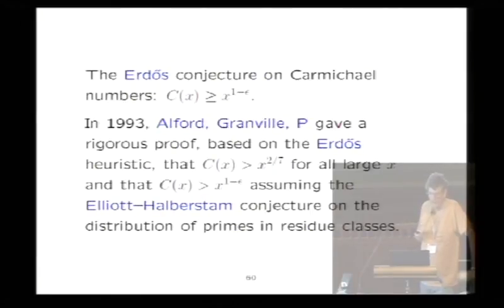In 1993, in a paper that we dedicated to Erdős on his 80th birthday, Alfred Granville and myself proved that there are infinitely many Carmichael numbers. We got the lower bound x to the 2/7, and we used the Elliott-Halberstam conjecture to prove the Erdős conjecture that it's greater than x to the 1 minus epsilon. The Elliott-Halberstam conjecture is just an assertion about the regularity of distribution and residue classes of prime numbers.